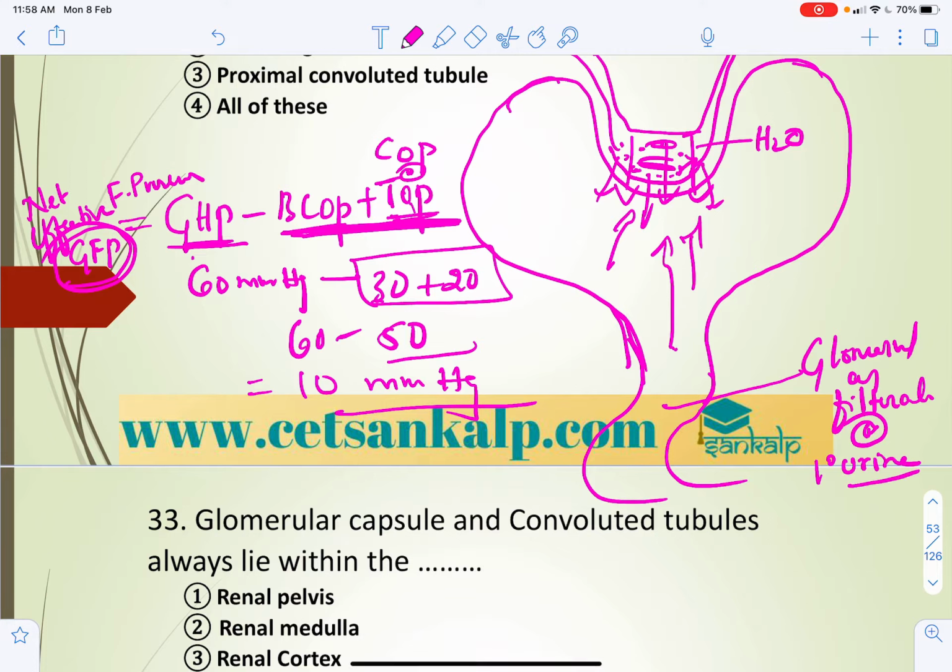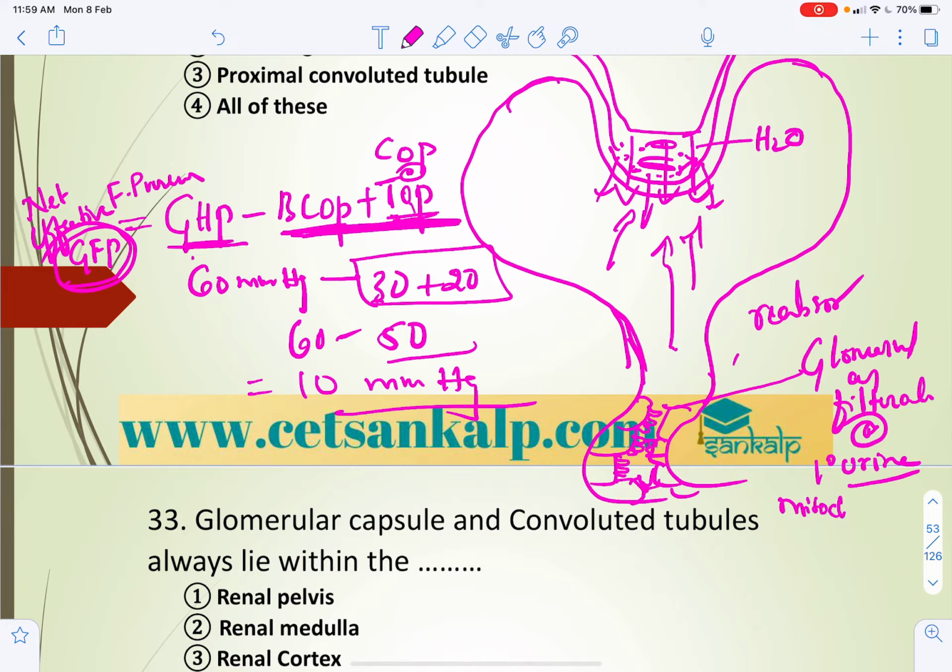So this PCT, which shows the major site for reabsorption, as I said, why? Because it is lined by cuboidal epithelium and has a brush border appearance. More microvilli, densely arranged microvilli, which increase the absorptive surface area, and more mitochondria.